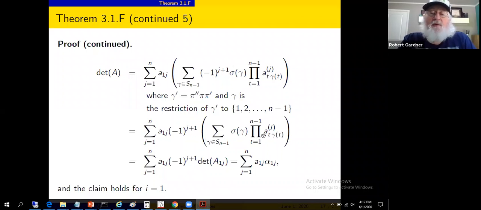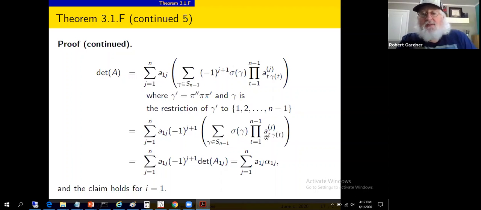Now you're left with, finally, a sum over gamma in S sub n minus 1, sigma of gamma, product from 1 to n minus 1, a sub whatever, gamma of the whatever. These were entries of matrix A sub 1j. That's why I introduced these symbols. So this is exactly the determinant of matrix A sub 1j. We had to go through all this stuff. Remember, all these extra permutations were just to get that pi from S sub n translated into a corresponding gamma in S sub n minus 1.